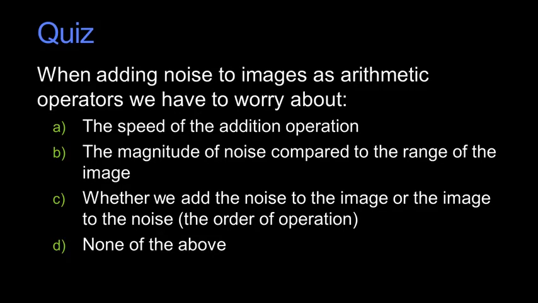Well, I'll tell you, most of the time when I give a quiz, the answer is either all of the above or none of the above, but not really in this case. The speed of the addition operation: back in the dark ages, you had to worry about the speed of addition. Now addition is instantaneous, okay? And by the way, last time I checked, 4 plus 2 equals 2 plus 4. Addition is commutative, so we don't have to worry about whether we add the noise to the image or the image to the noise. It's kind of weird to think about starting with some noise and adding an image to it. Same value. But what you do have to worry about, as I said before, is the magnitude of the noise compared to the range in value of the image.